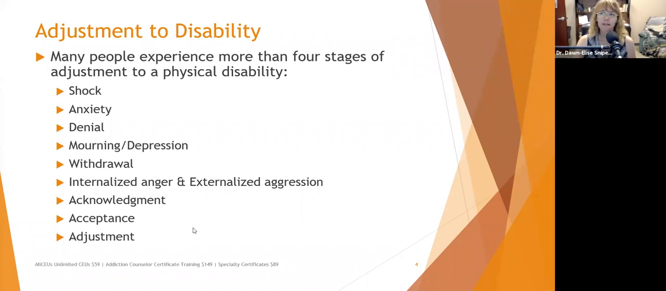Many people experience more than 4 stages of adjustment. A lot of times when we talk about adjustment to disability, we talk about the stages of grief: denial, anger, bargaining, depression, acceptance, and so on. But a lot of people experience multiple stages. Shock is the first one, depending on the disability.